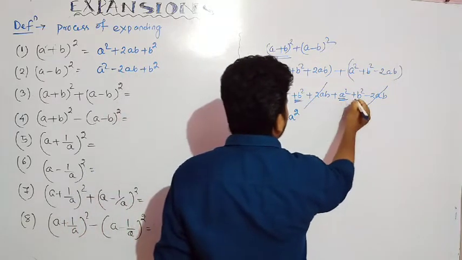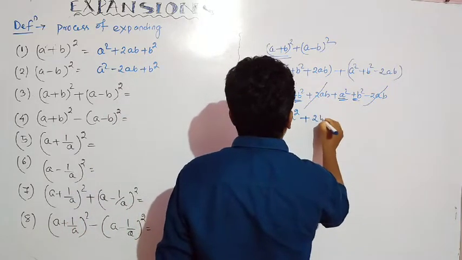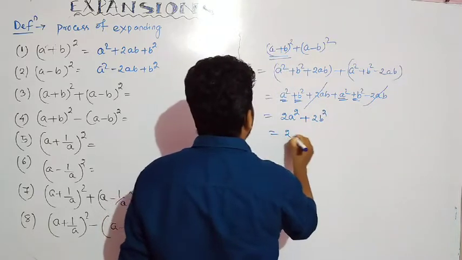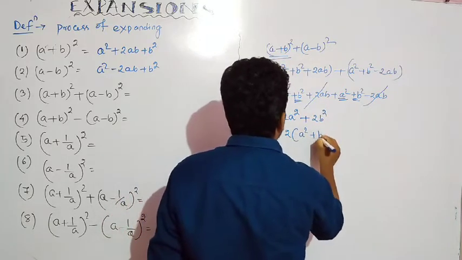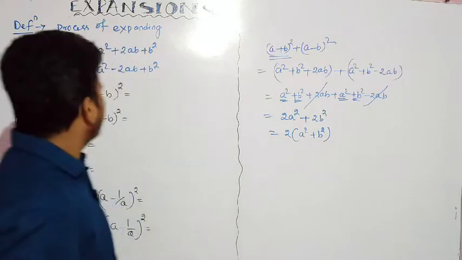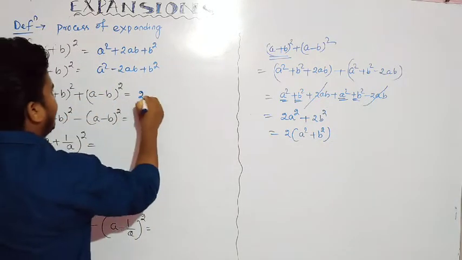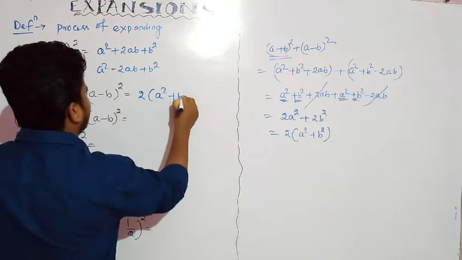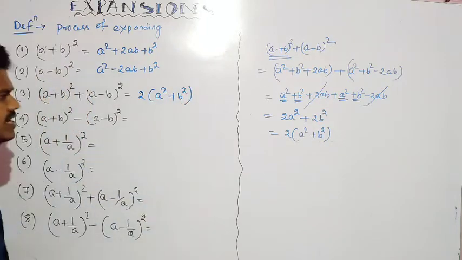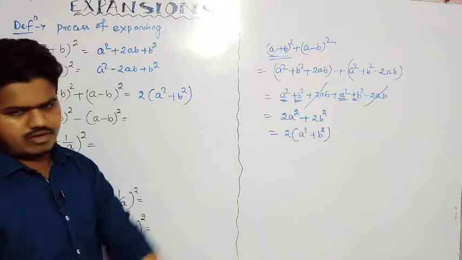And b square plus b square will get 2b square. Or simply if I take 2 common, I will get 2 into a square plus b square. So what is the formula of a plus b whole square plus a minus b whole square? Here I can write 2 into a square plus b square.